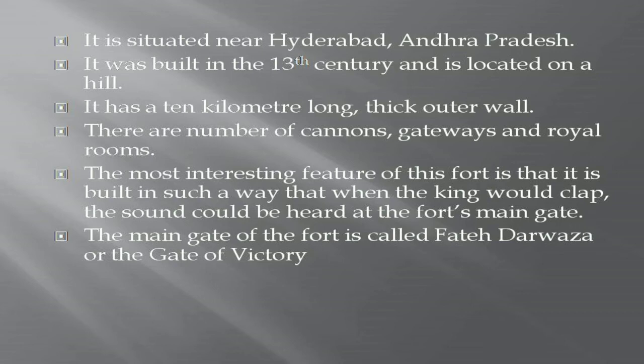This was of great use at the time of an attack or outside threat. The fort consists of a palace, parade ground, mosque, armory and other structures. The main gate of the fort is called Fatak Darwaza. It is also called as Gate of Victory. This gate has steel spikes on it to protect the fort from elephant attacks during wartime.